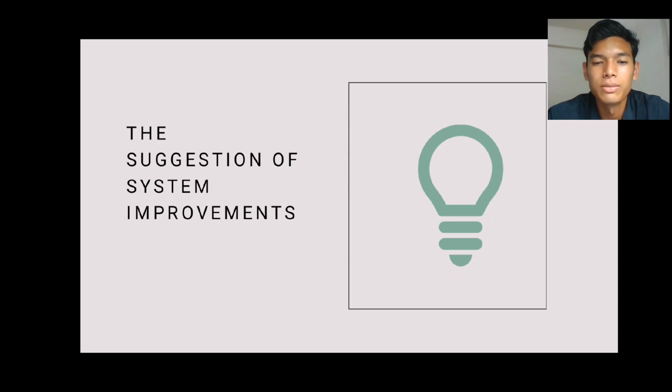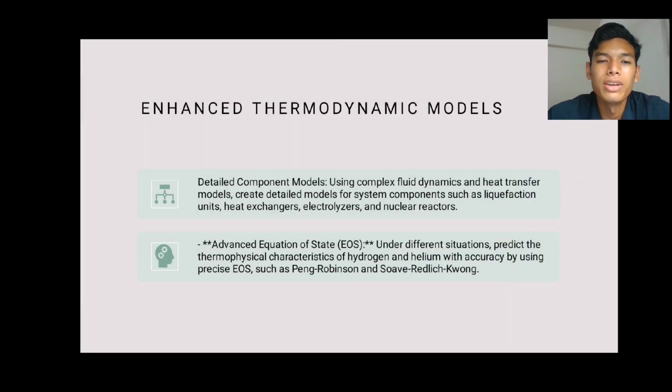The suggestions for system improvement. Firstly, we have enhanced thermodynamic models, such as detailed component models. By using complex fluid dynamic and heat transfer models, create detailed models for system components such as the liquefaction unit. Next, we have advanced equation of state, or EOS. Under different situations, predict the thermophysical characteristics of hydrogen and helium with accuracy by using a precise EOS.